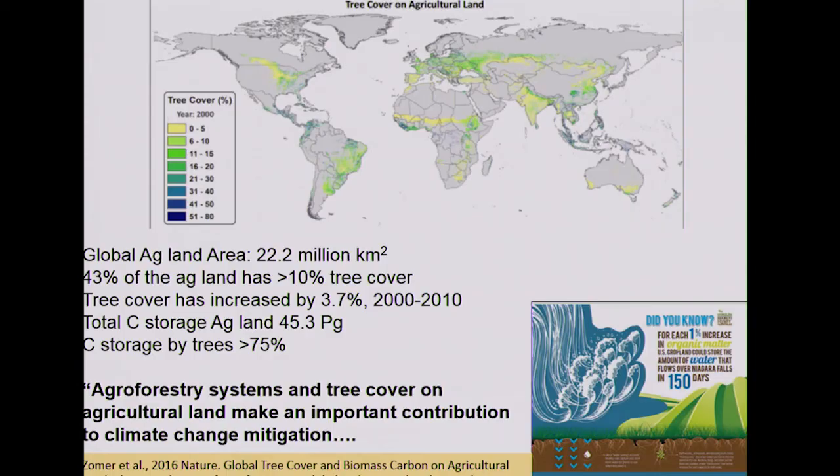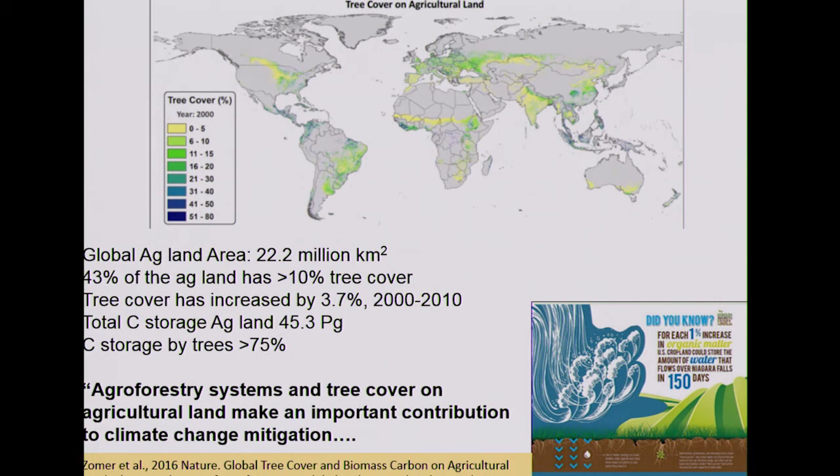They used 250-meter resolution MODIS satellite data and estimated total agricultural land in the world is about 22.2 million square kilometers. Out of that, 43% of the agricultural lands have more than 10% tree cover, either alley cropping, individual trees, or near the riparian buffers.